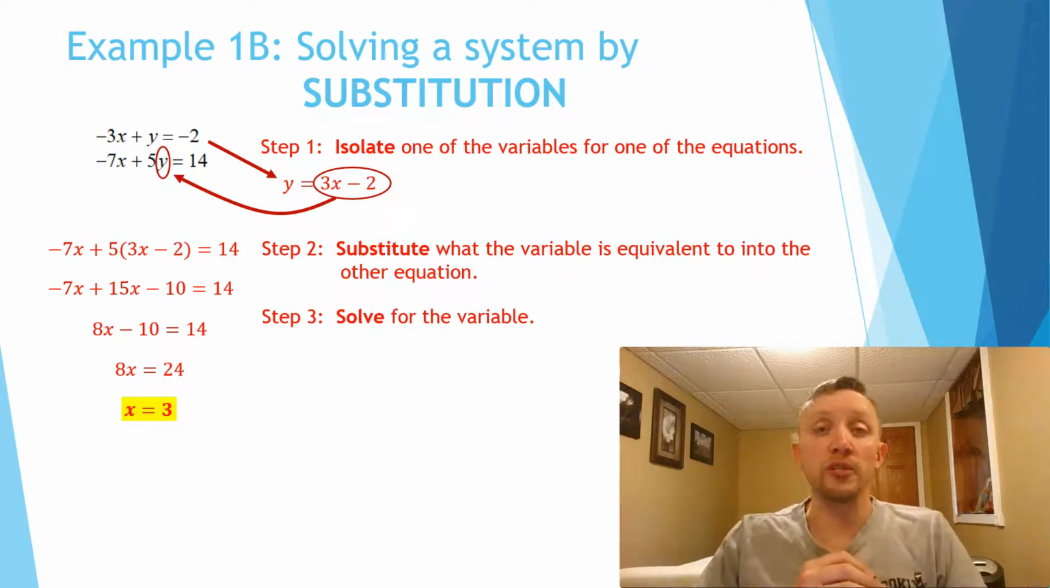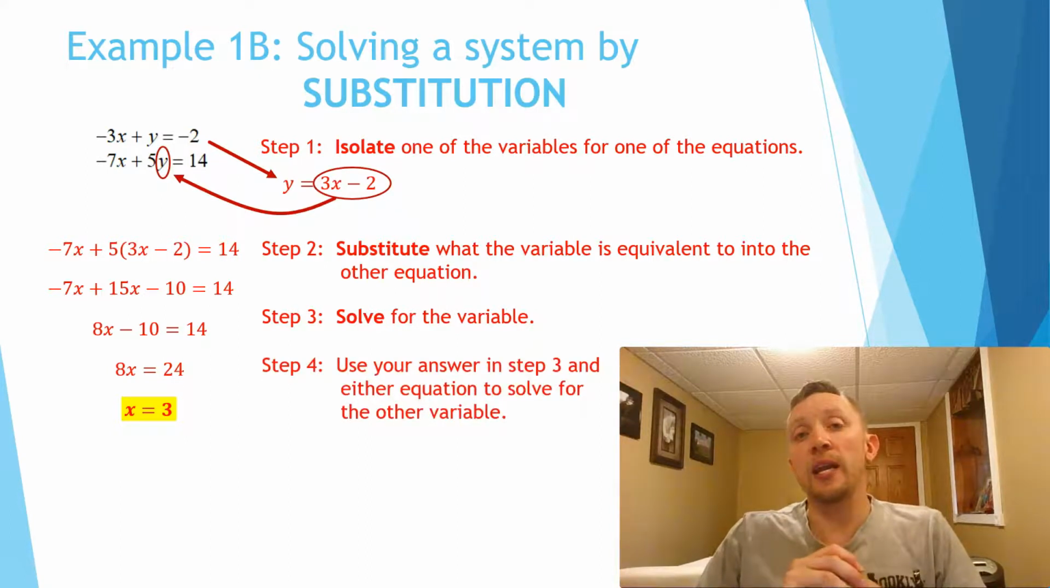My answer is x equals 2. Well, the problem is we're looking for a coordinate. So when I get my answer for x, I'm not done yet. There's a fourth step. That fourth step is we're going to use that answer that we just got, and we're going to go back and we can substitute it into either equation. Because remember, we're looking for a solution that works in both equations. We're looking for when x is 3 in both equations, what's y going to equal?